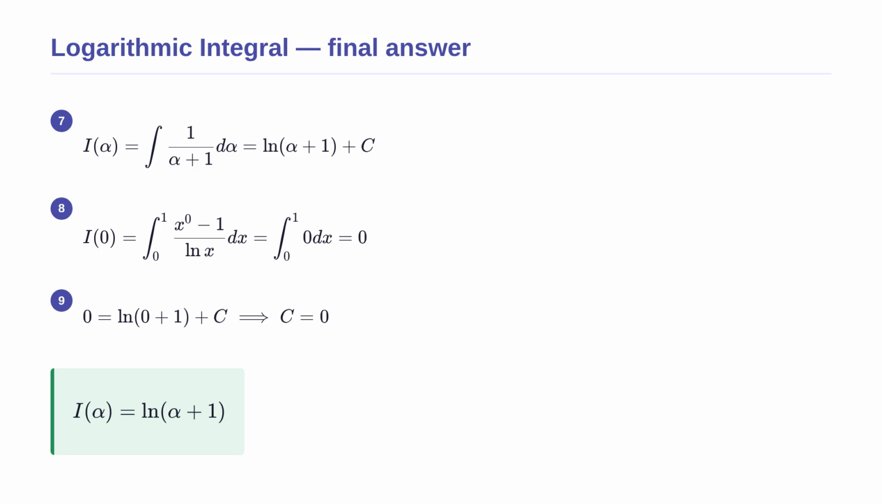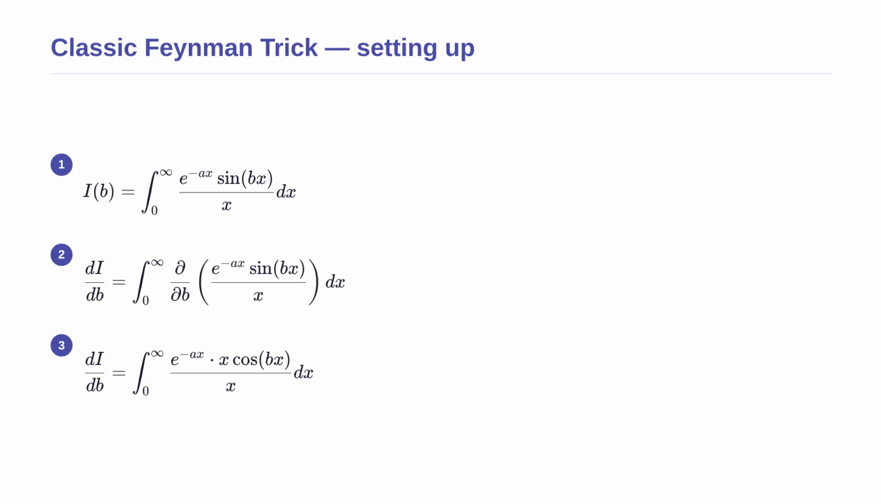Our final answer is simply the natural log of alpha plus 1. A physically impossible-looking problem solved elegantly. Let us tackle another famous problem, often used to showcase Feynman's trick. We are given an improper integral from 0 to infinity with an annoying x in the denominator.